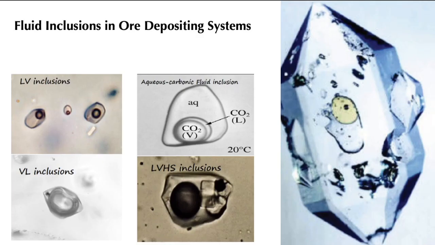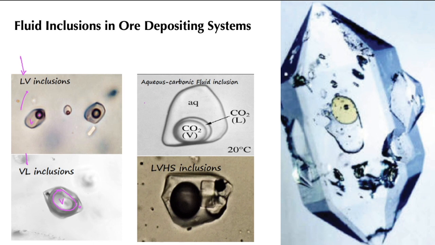Now, fluid inclusions are formed in the ore depositing systems, like in the igneous processes of ore formation and hydrothermal processes. Based on the type of inclusion, it can be an LV inclusion, in which the liquid is dominating and vapor is in a small amount compared to liquid. We call it LV inclusions. There can be VL inclusions in which the vapor bubble is the dominating thing and liquid is very less in the cavity or in the inclusion.